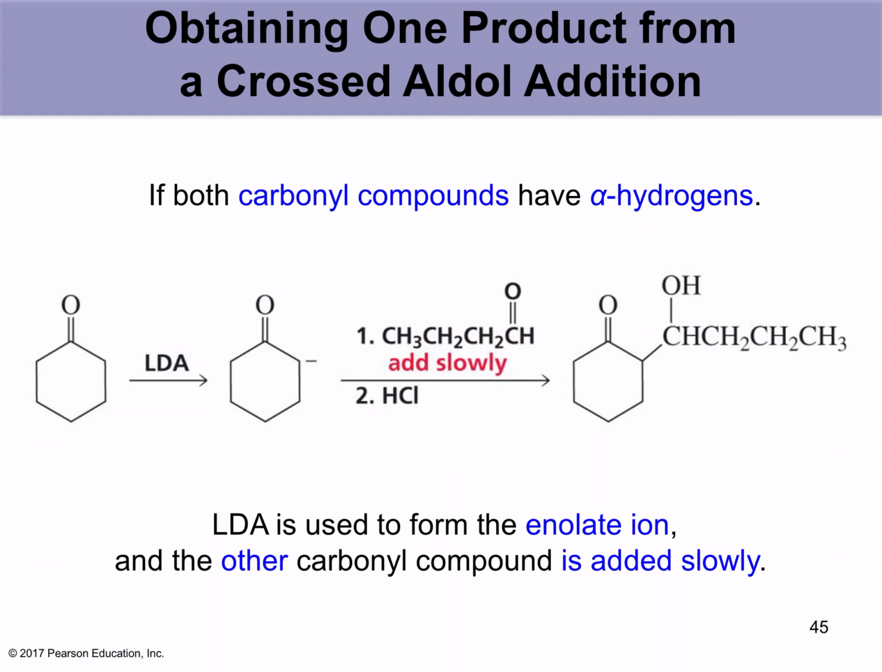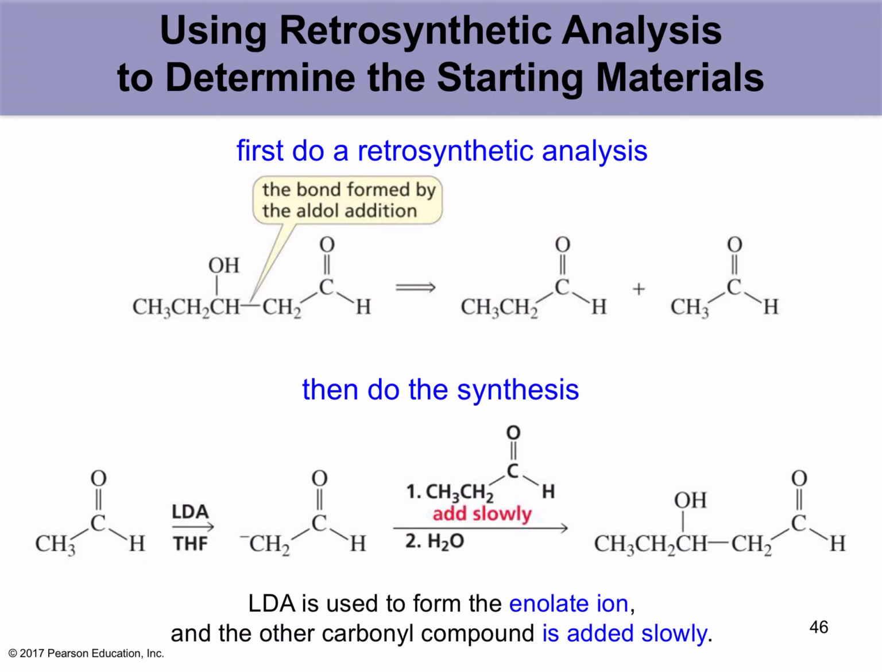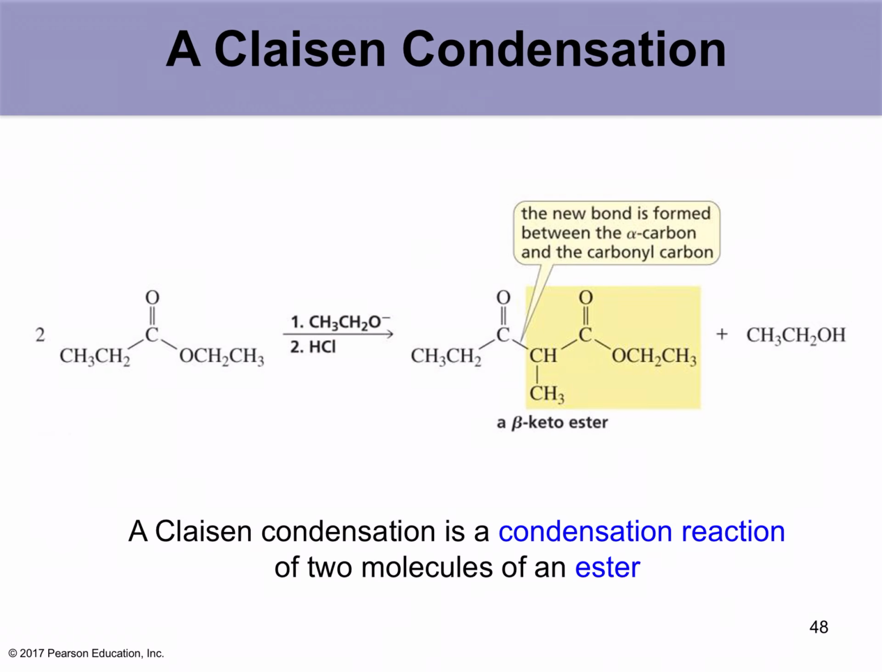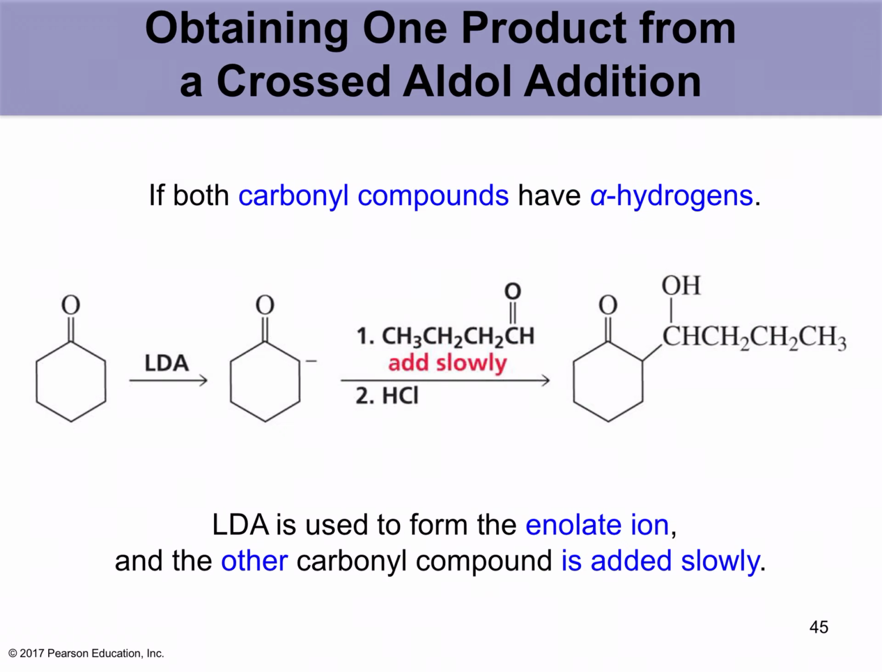Here's another example that we can see how to obtain one product from a crossed aldol addition. If both carbonyl compounds have alpha hydrogens, now you can see here, this is alpha carbon, this is alpha carbon. Now we're going to react this with this compound. This also has an alpha carbon. So you add LDA. It's a strong base.